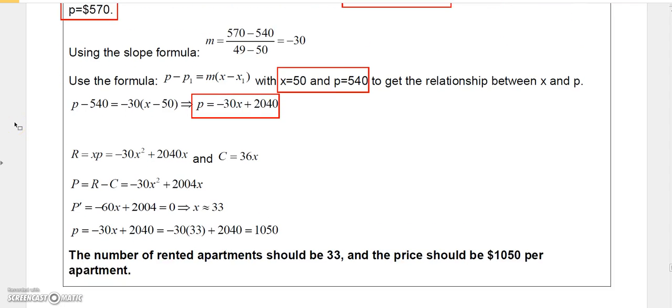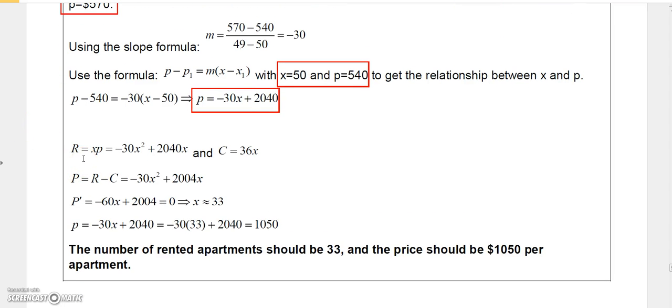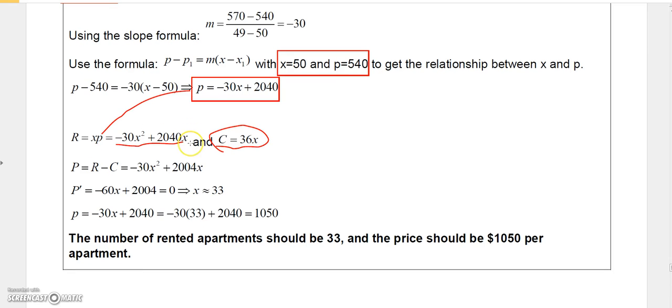Now, revenue is simply the number of apartments times the price of each apartment. So what I'm going to do is plug this in for p, and then multiply it by x. So x times minus 30x is minus 30x squared, and x times 2040 gives you 2040x. So that's the revenue. Now, we know the cost is $36 per apartment because that was given.